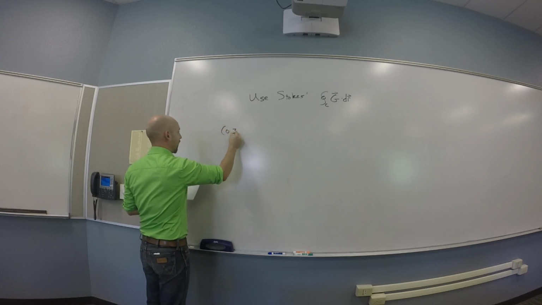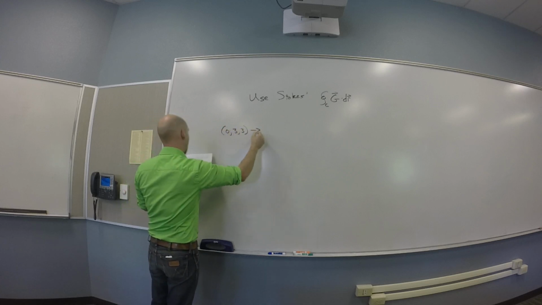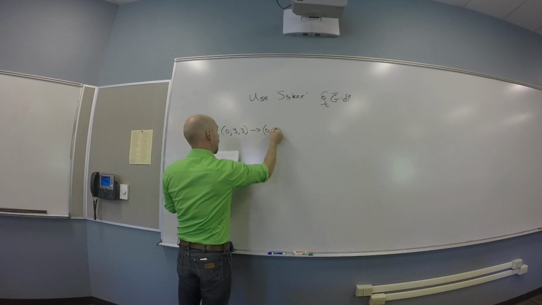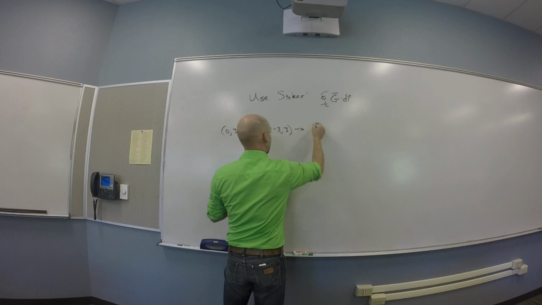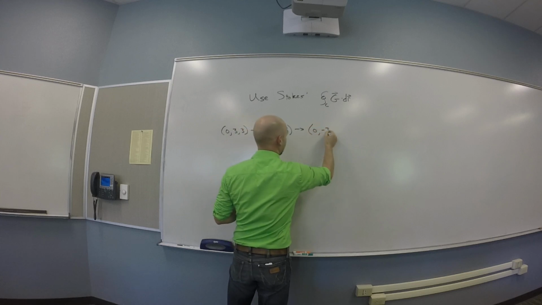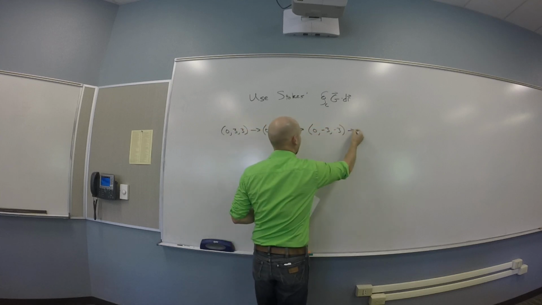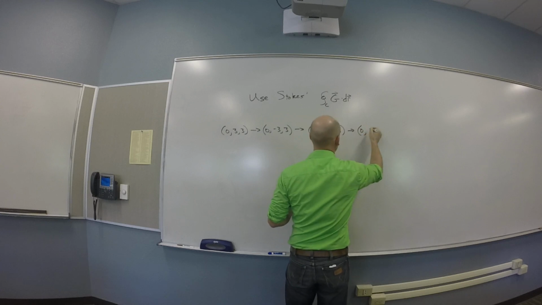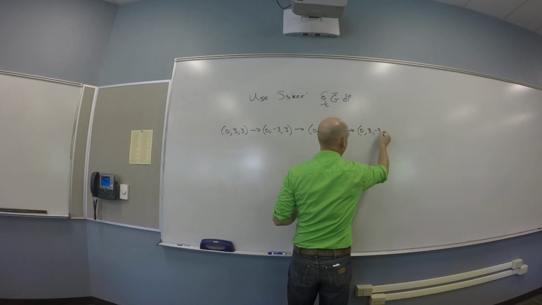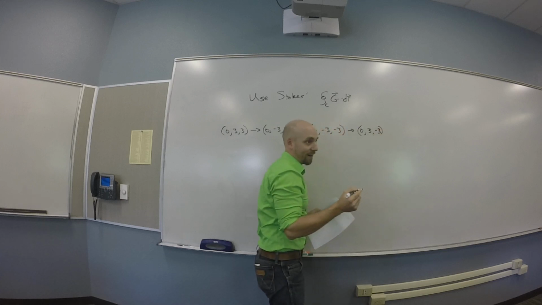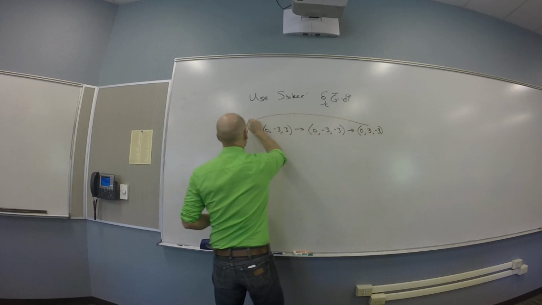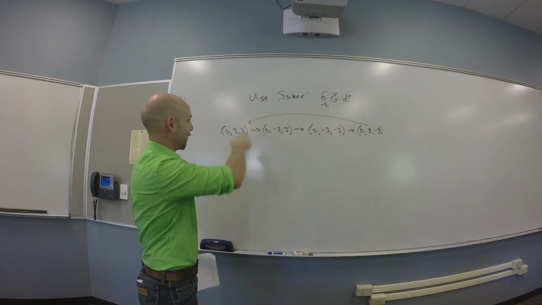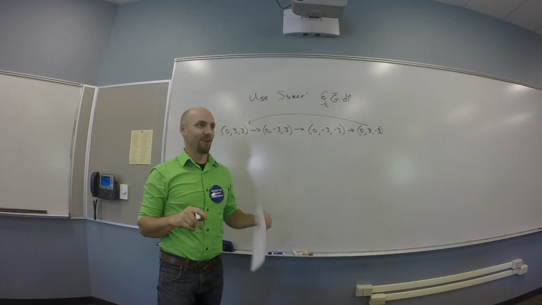So the corners are 0, 3, 3, then 0, negative 3, 3, then 0, negative 3, negative 3, then 0, 3, negative 3, and then where? Back to the beginning, right? Is that 4 corners? Yes. Cool. Squares have 4 corners.